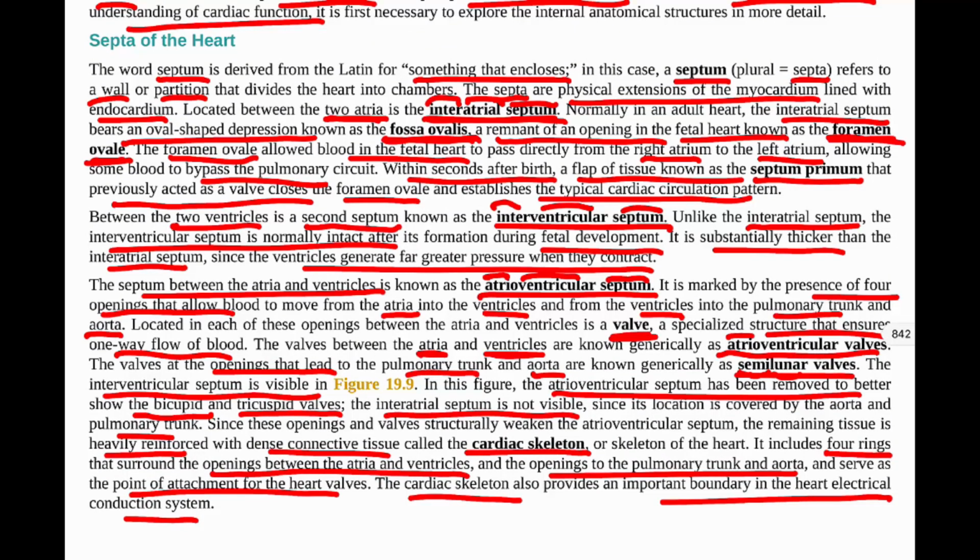Then we have our atrioventricular septum, which is separating our atria and our ventricles, which we can take a look at. And then we have our 4 different valves. Okay, so when we scroll down here, we have our different valves we're going to look at. So if we look here, our tricuspid valve, this guy right here.